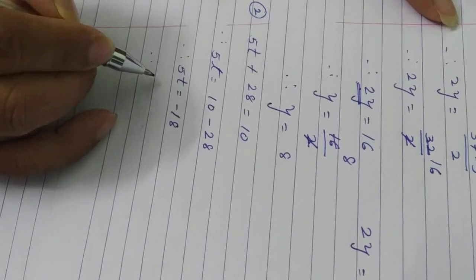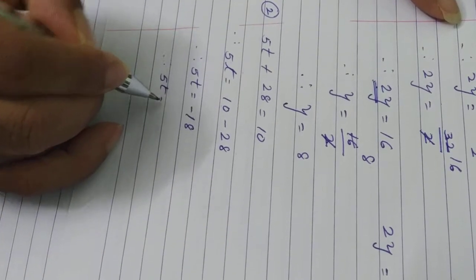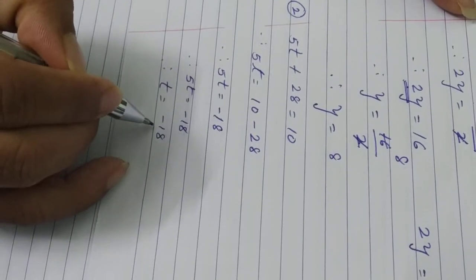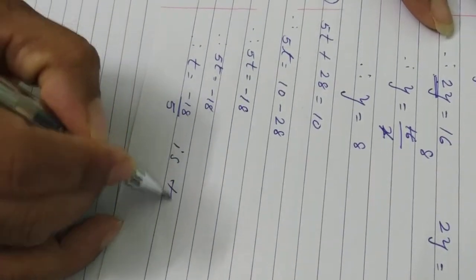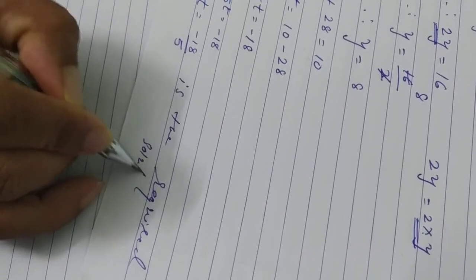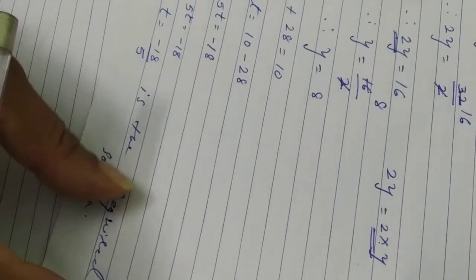So therefore 5t is equal to minus 18. Therefore t is equal to minus 18 upon 5. Got it? Is the required solution. So all of you understood how to use the transposing method and solve it? Good. Now let's try C and D is your homework.